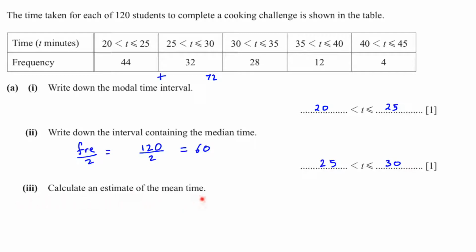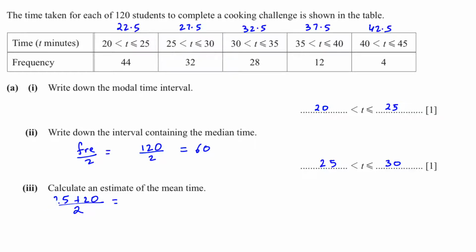A3, calculate an estimate of the mean time. To calculate the estimate of the mean time, you have to find the midpoint of each class group. To find the midpoint of each class group, you have to add the two values and divide by 2. So this will give us 22.5. 25 plus 30 divided by 2, 27.5. We'll do the same for each one here. Be careful about adding the values and dividing it by 2.